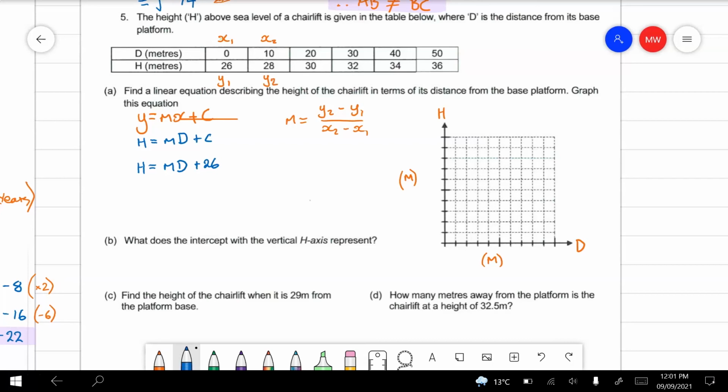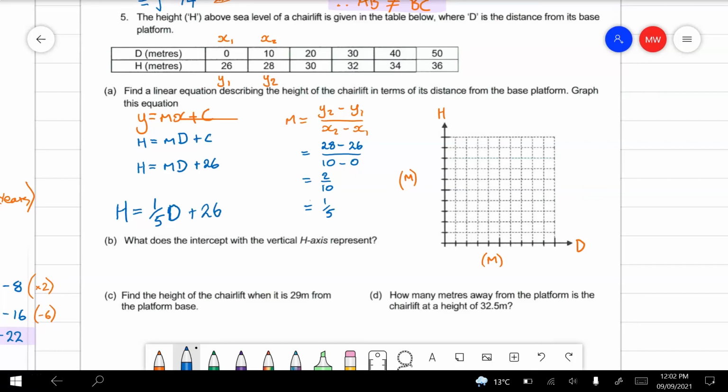So they're going to be 28 minus 26 all over 10 minus nothing, which is going to be 2 on 10, or better written as a fifth. And so now I've got my gradient as well. So my final equation for this is going to be that the height of the chairlift is going to be 1/5 of the distance that it's travelled plus 26 meters.